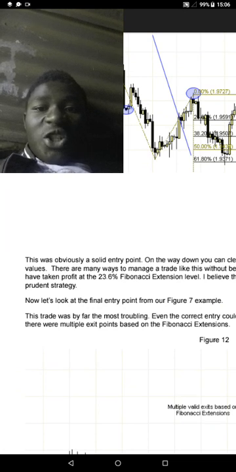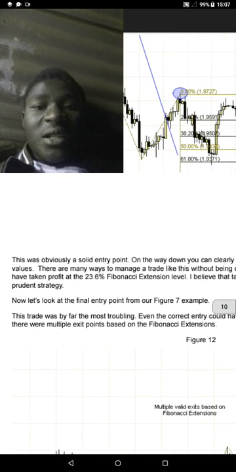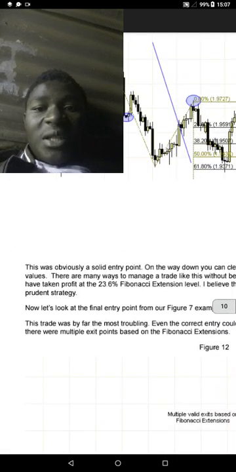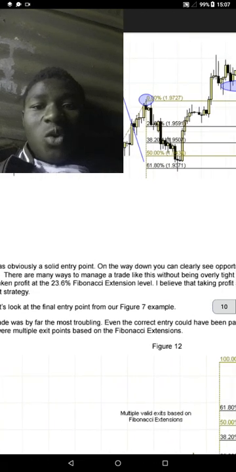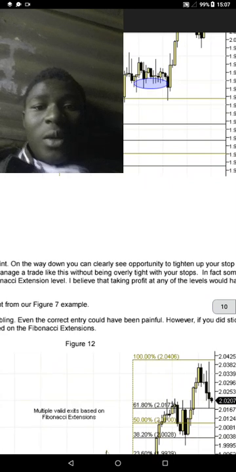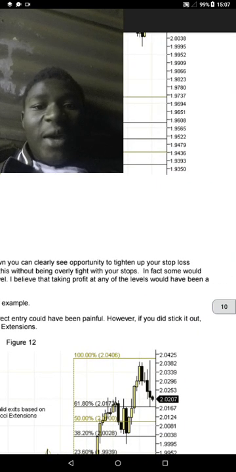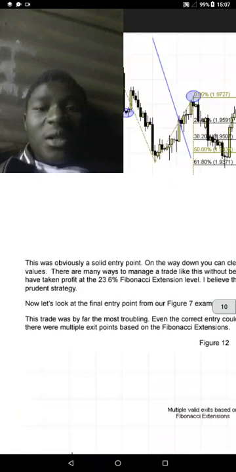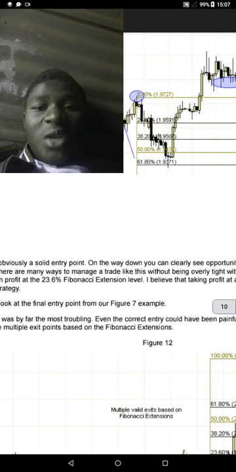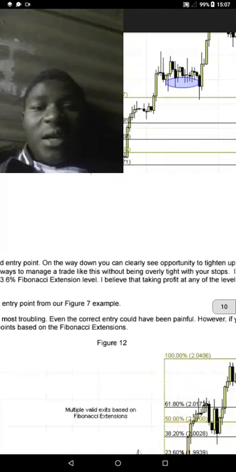I believe that taking a profit at any of the levels would have been a prudent strategy. And now let's look at the final entry point from the figure 7 example. This was by far the most troubling. Even the correct entry could have been painful. However, if you stuck it out, there were multiple exit points based on the Fibonacci extension.